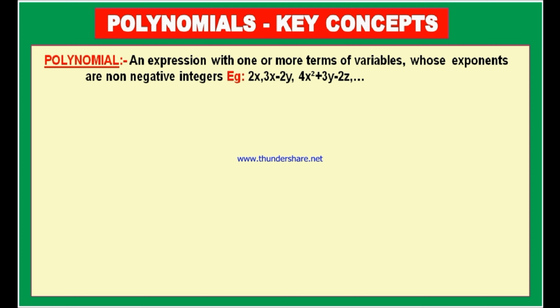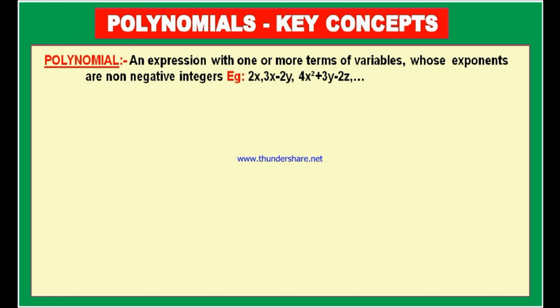Therefore they are polynomials. Can you give an example for an expression which is not a polynomial? An expression is said to be a polynomial only when the exponent of the variable is a non-negative integer. If the exponent of the variable is a negative integer, then it is not a polynomial. For example, 2x power minus 1. How can you write 2x power minus 1? 2x power minus 1 is nothing but 2 by x. 3x power minus 2 means 3 by x square.